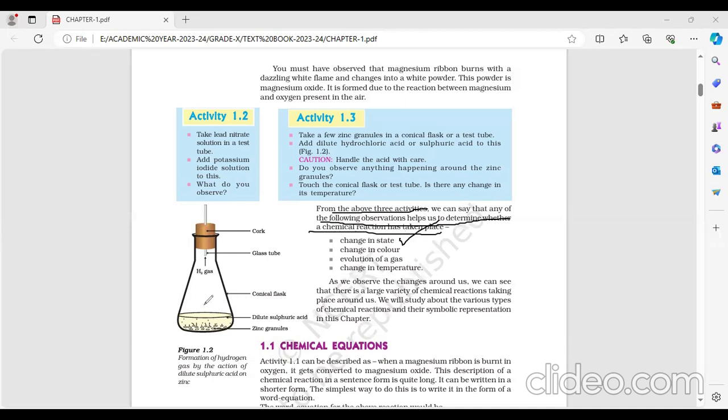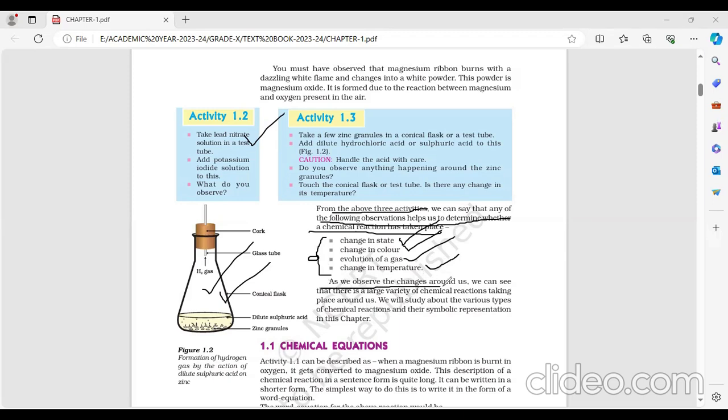In this activity, when we added zinc metal, gas is liberated, so the state changes. Color also changed, right? In activity 1.2, the color changed to yellow. Evolution of gas: yes, activity 1.3 is an example of evolution of gas. Which gas is coming out of it? Hydrogen gas. And change in temperature: in the same activity, temperature is also changing, so it is an exothermic reaction. So from these three activities, 1.1, 1.2, 1.3, we have seen these four changes have happened, right?